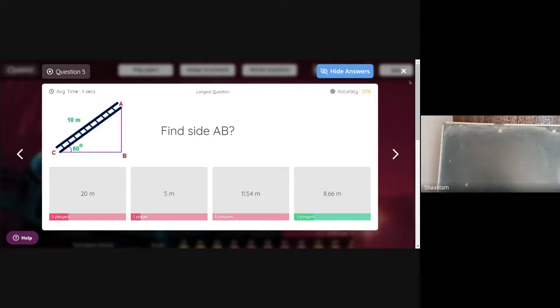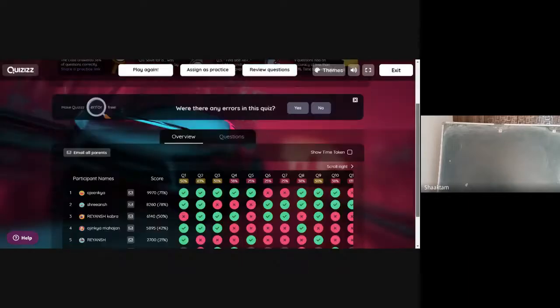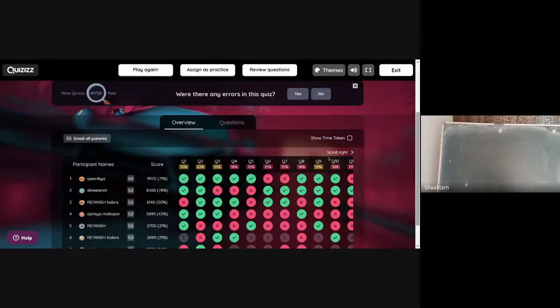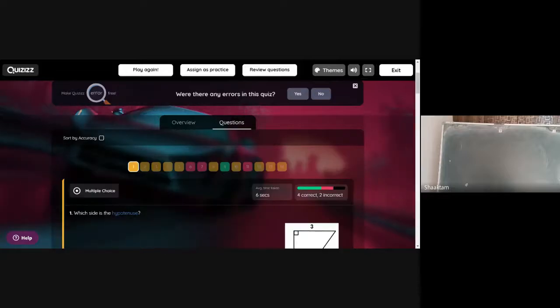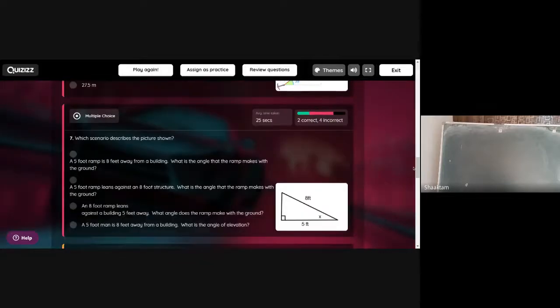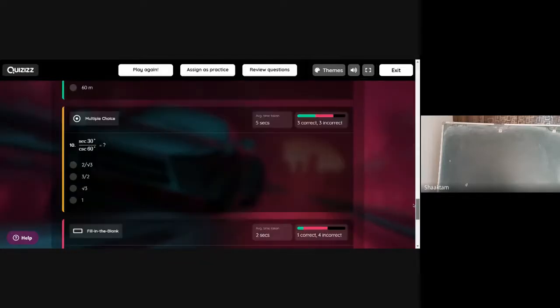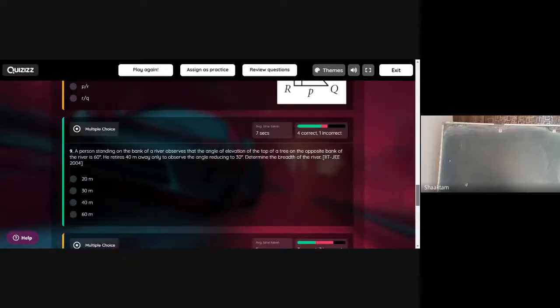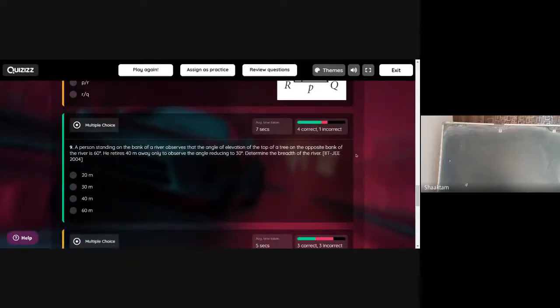And I'm curious to know about one question which appeared in IIT JEE, and let me see how your accuracy was on that question. Let's begin. Here's a question. A person standing... oh wow, only one person incorrect on this question. This is amazing.